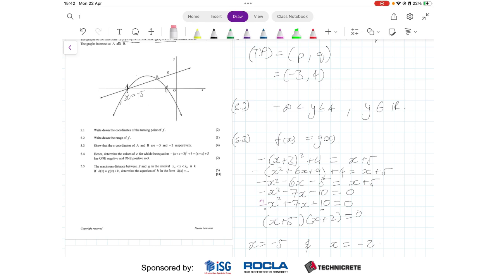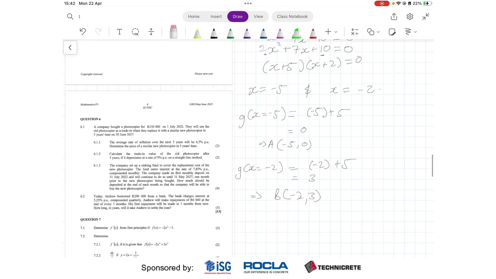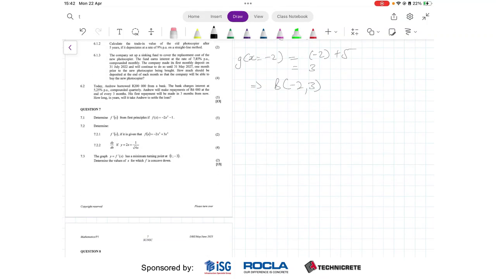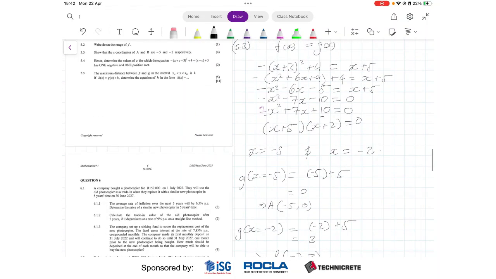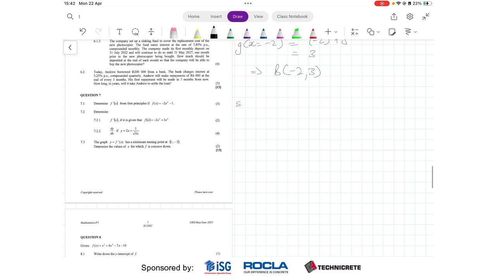So here, what you would then need to do is move your graph. Let me just write that down. What question is that? That's 5.4. So that means your graph would need to move more than 2 units to the right, but less than 5 units to the right.